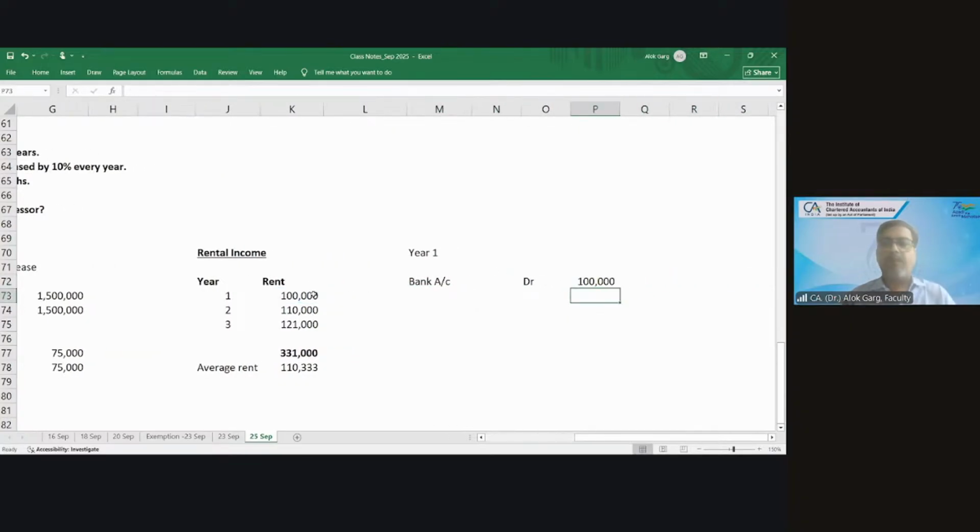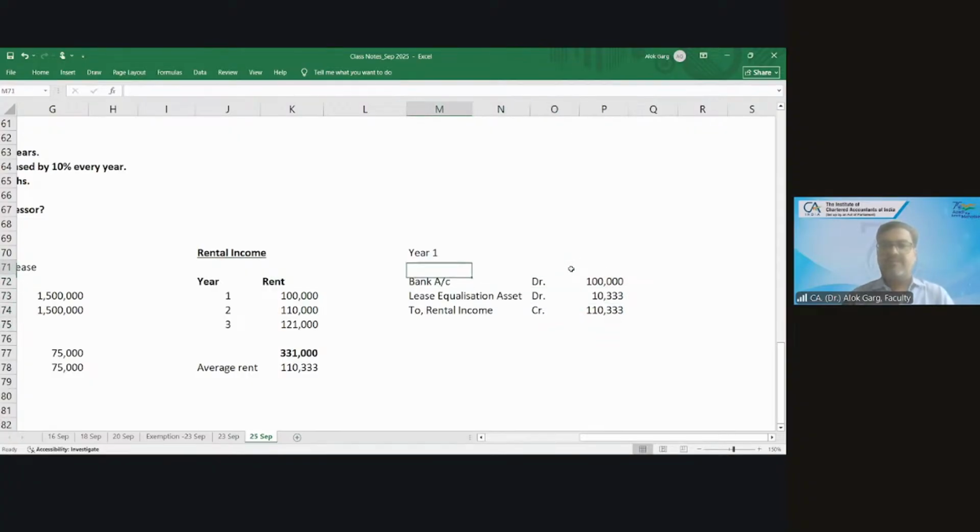Then to rental income, 1,10,333. Where will the difference go? My debit is lower than my credit, so it goes to lease equalization. Same term is used. Don't get distressed about the nomenclature: lease equalization reserve, asset, lease equalization. You will get full marks, not to worry.